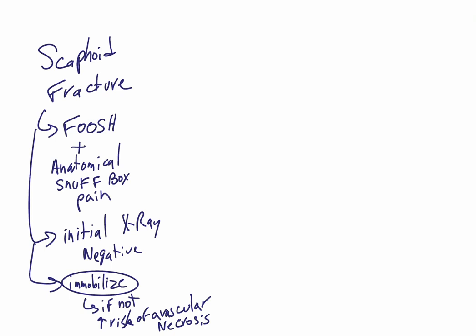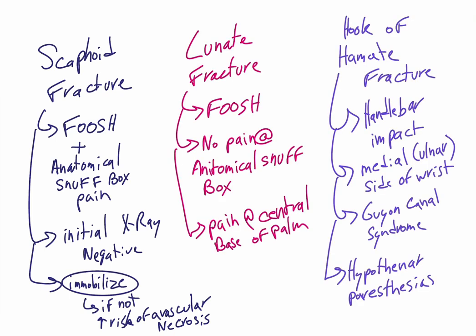As far as lunate fractures, this occurs with FOOSH as well. So the key distinction is, with lunate fractures, there is no pain in the anatomical snuffbox. Instead, the pain is at the central base of the palm. You have to be able to distinguish these two. This isn't hard, you just have to remember it.